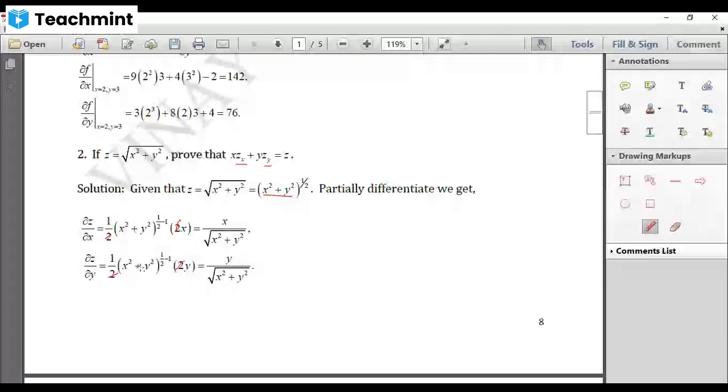Half minus 1 is minus half. Send this one to the denominator. That becomes square root of x square plus y square. In the numerator, y will remain.